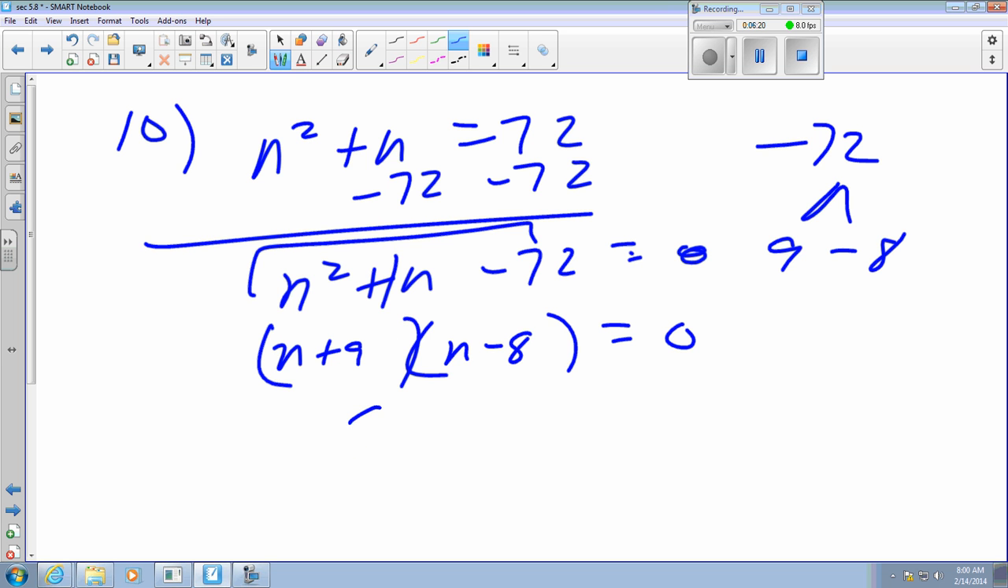Nothing in front of the n, so I'm going straight to the fancy bracket. Opposite of 9 is negative 9. Opposite of negative 8 is 8. Number 11.